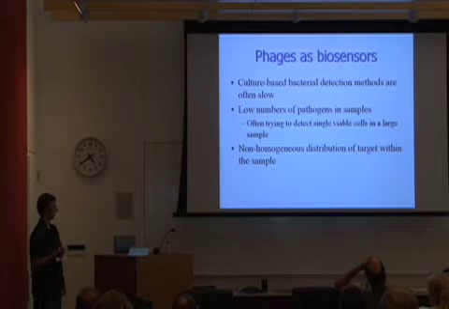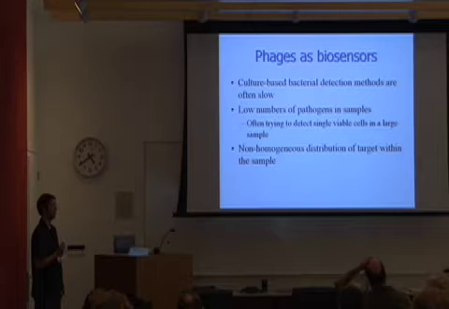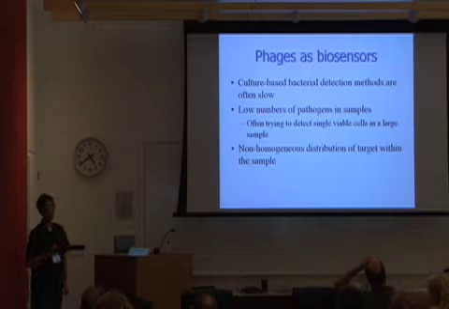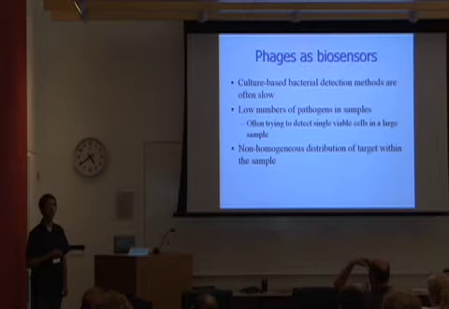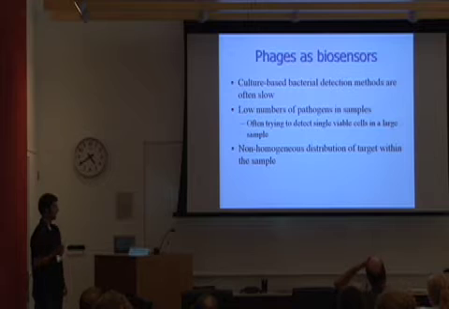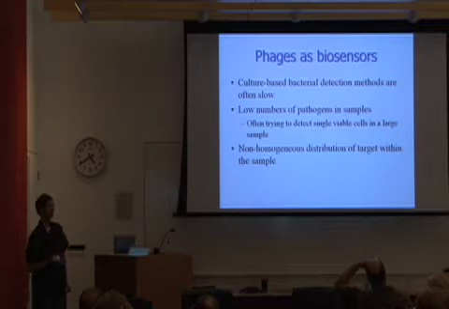And you're also looking for cell viability. So there are plenty of, say, real-time PCR type methods for detecting bacteria. They don't give you any idea of cell viability, which is something that is lacking by going down that kind of molecular avenue. And you also have very non-homogeneous target distribution.